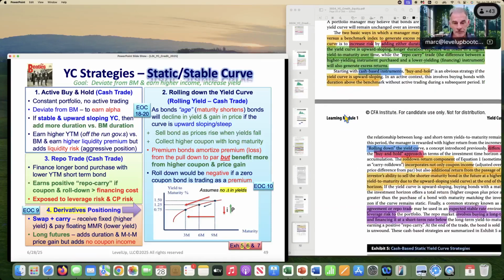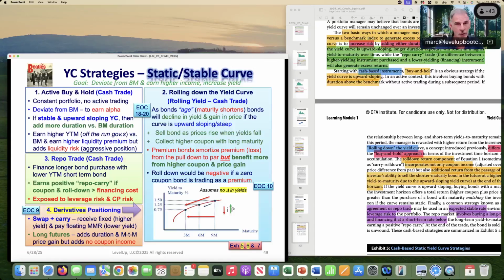Okay, so come over to my slide. I need you to know the 4 ways that in a static interest rate environment I can add value to the client. Well, the first one is just a buy and hold cash trade. Now, why am I saying cash trade? Because I'm using cash-based instruments. I'm buying a bond, not a derivative.